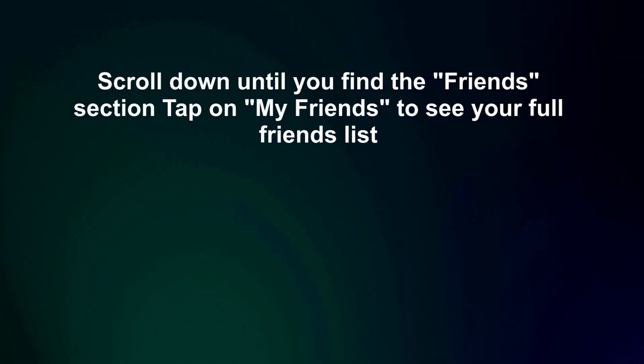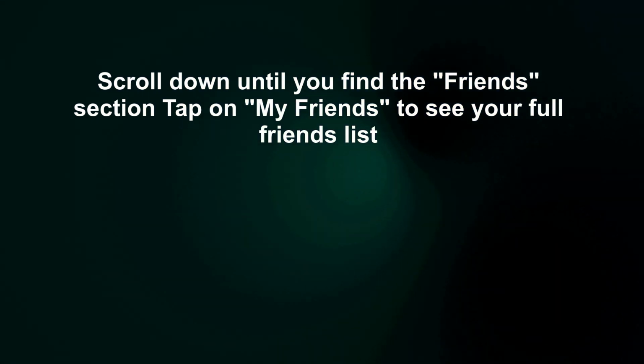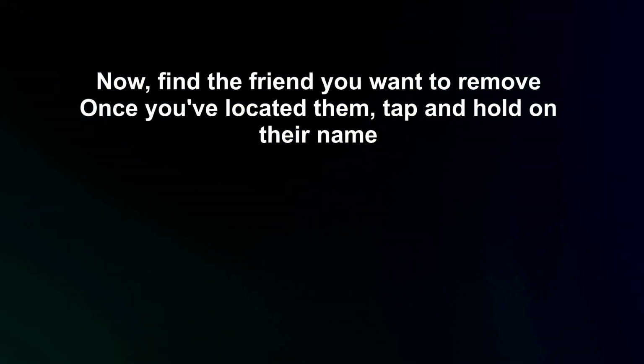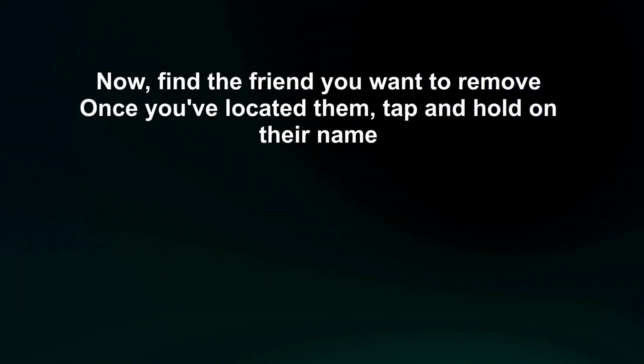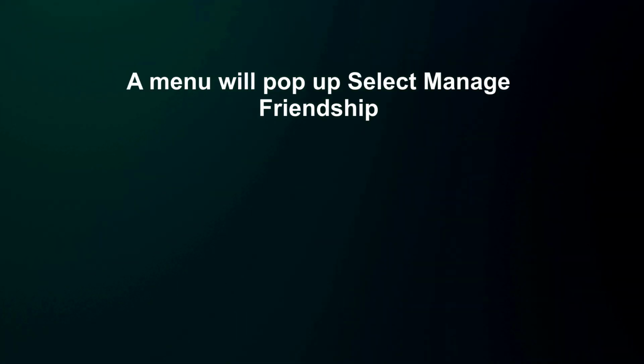Scroll down until you find the Friends section. Tap on My Friends to see your full friends list. Now, find the friend you want to remove. Once you've located them, tap and hold on their name. A menu will pop up.